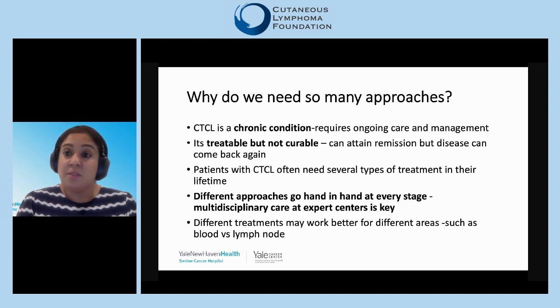Different treatment options are also needed because CTCL is a unique disease. As I mentioned, it can involve the skin, different organs, lymph nodes, and blood. What really complicates things also is that some of these drugs work better for some compartments versus others. And I'll give you a little bit more explanation in the next slide.